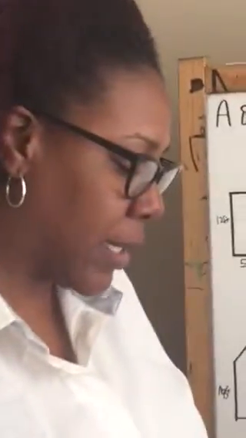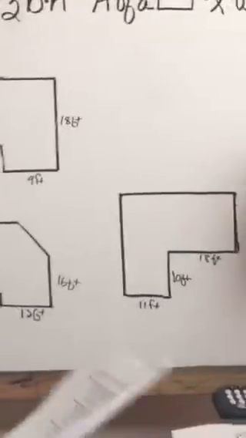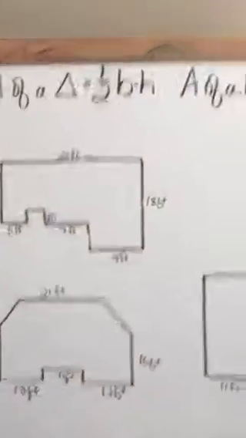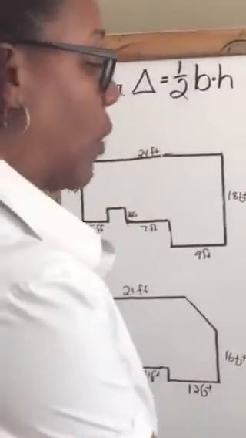Good evening, my name is Martina Woods, and I will be teaching a lesson using the Georgia Performance Standard M6M2C, and we will be finding the area of triangles and rectangles after we decompose irregular shapes. So our main focus is on irregular shapes.